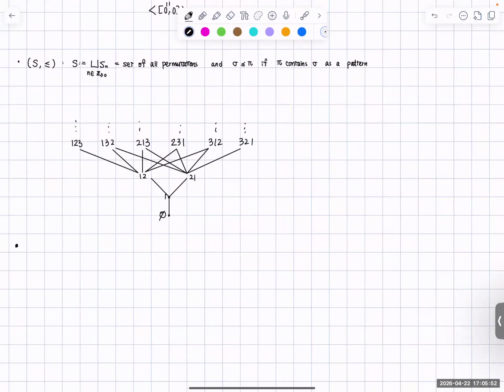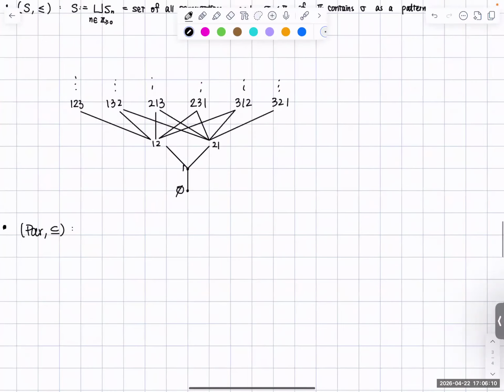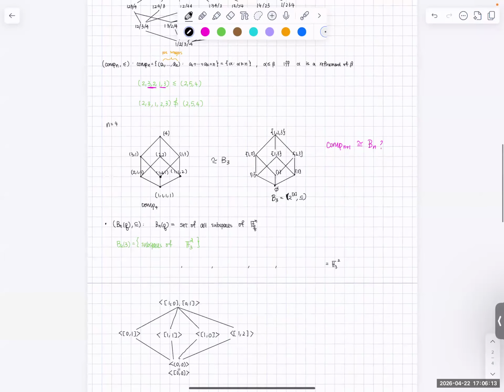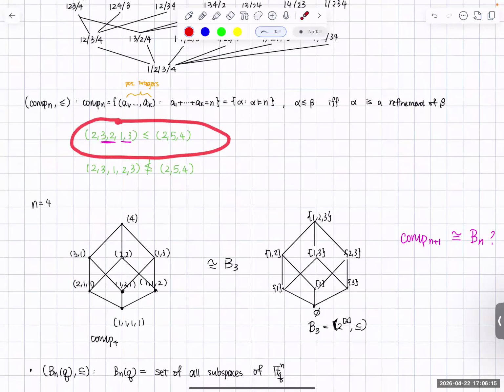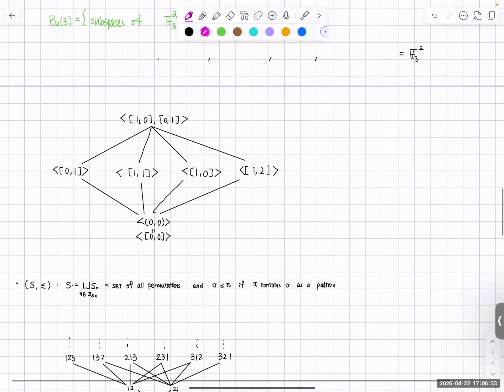Because there are a lot. The last one is one of my favorites, the partition. And this one is ordered by inclusion. And a partition is just a sequence of positive integers such that they are always weakly decreasing. So it's very similar to composition here. So these guys are compositions but not partitions. If I want to make them a partition, I have to reorder them. So for example, 3, 3, 2, 2, 1 is a partition. And this guy is not a partition, so it's not in Par. Okay, so hopefully it is clear what is meant by partition.